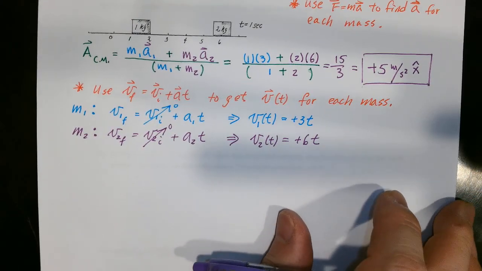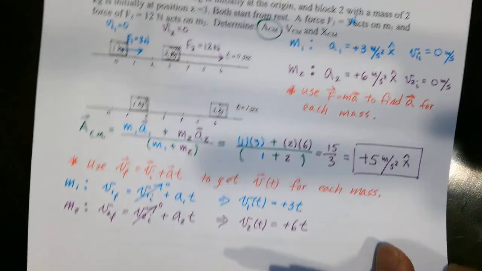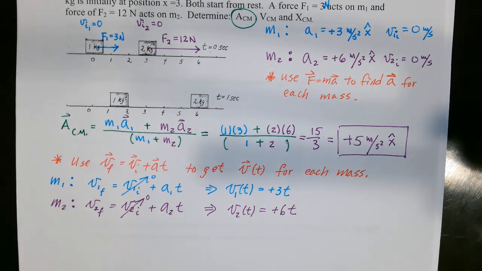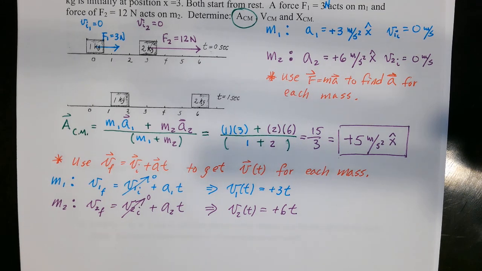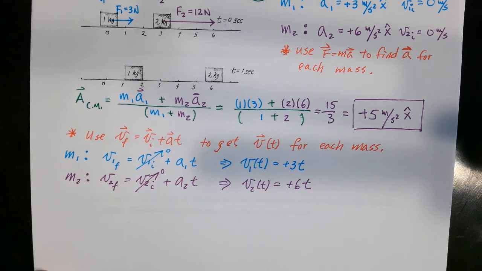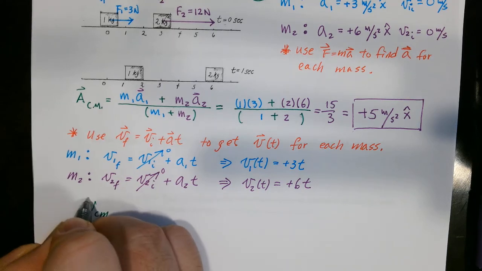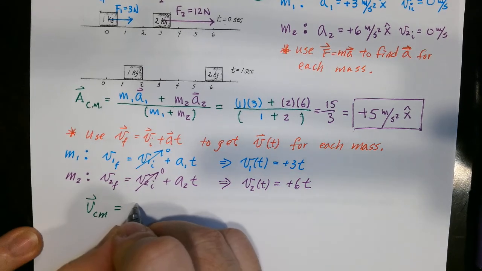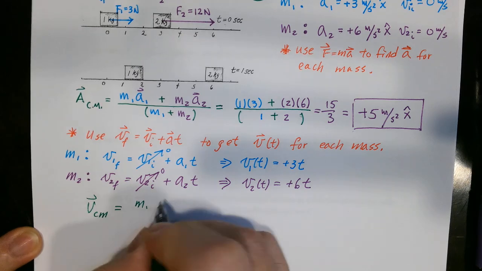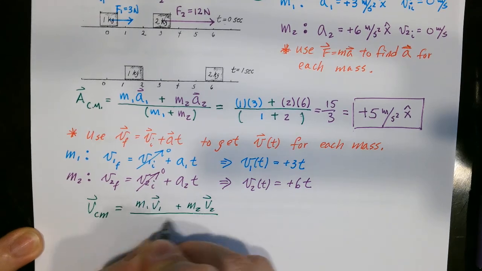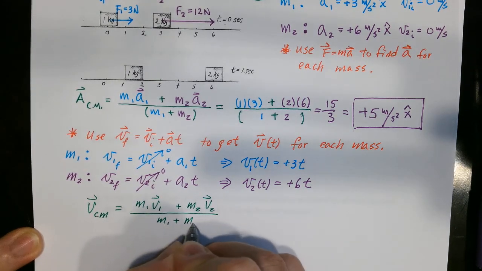my center of mass velocity will change because they're both accelerating. So it's going to depend on time. At what time it is, my velocity value will change for both masses, which means my velocity value of the center of mass will also change. All right. Therefore, if I were to do V sub Cm is equal to M1 V1 plus M2 V2 over M1 plus M2.